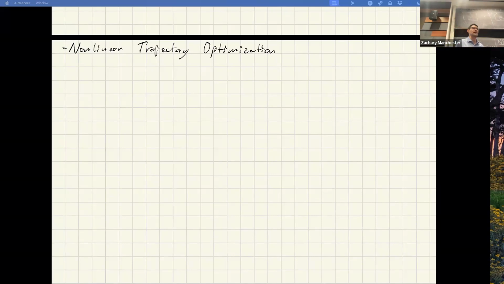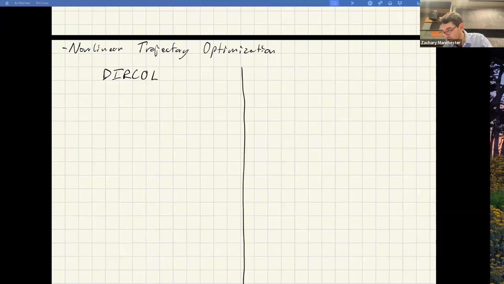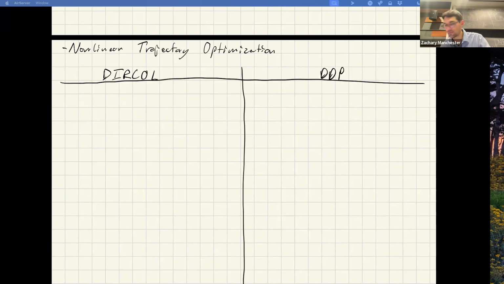There's a lot of confusion around exactly what those terms mean. And practically speaking, the most popular versions of those things are DIRCOL on the direct side and DDP, iLQR on the indirect side. So we'll just talk about those two. And I'll try to give you a pro-con kind of story for both of these. So draw a little thing like this.